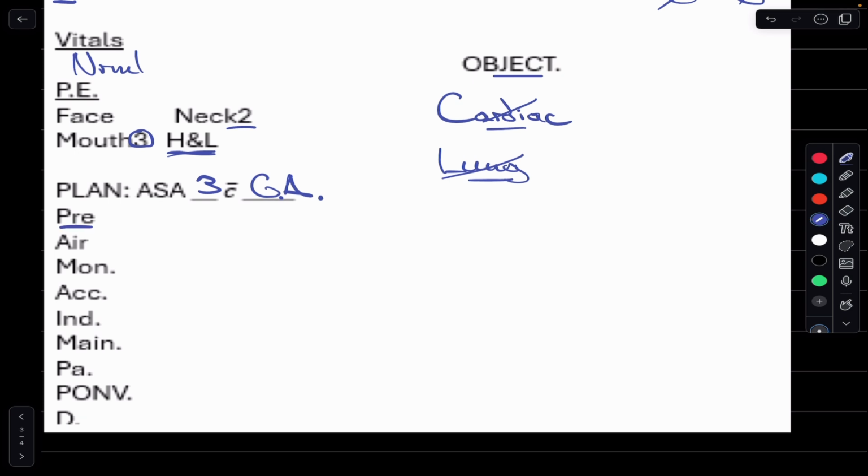Right here, pre stands for pre-op, so anything that I would want then. That's going to include laboratory studies. So if they're diabetic, maybe we'd want to make sure that we reviewed what their blood glucose was. Like other studies, so like an EKG or medication. So you can pretty much always say that you're going to give a patient Tylenol. AIR stands for airway. So how are you planning on managing their airway?